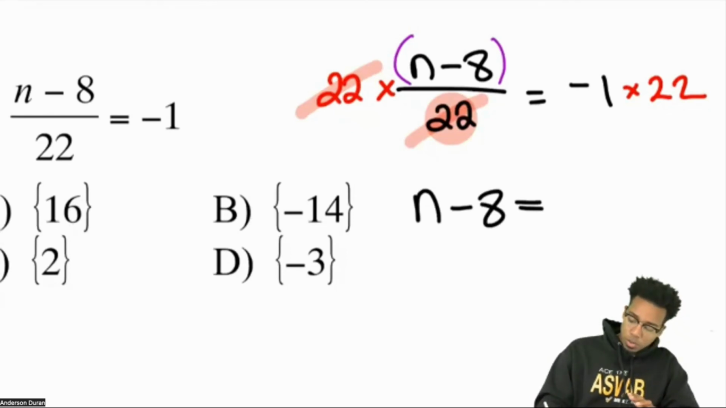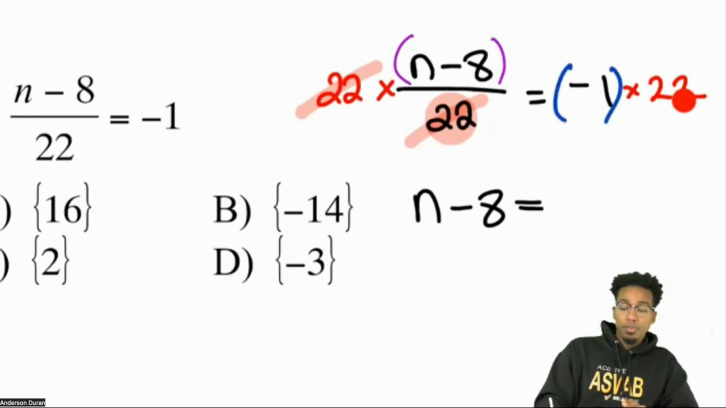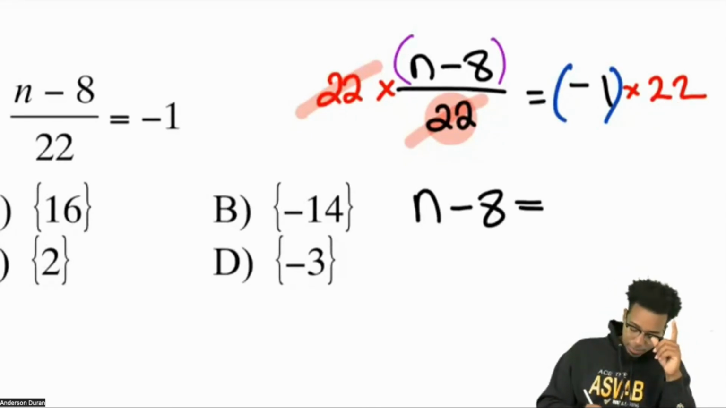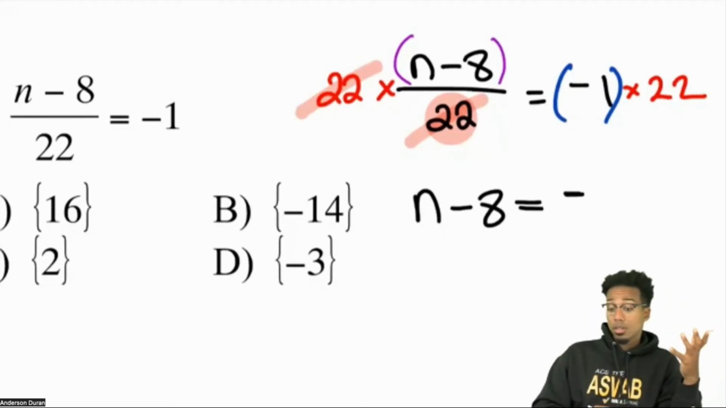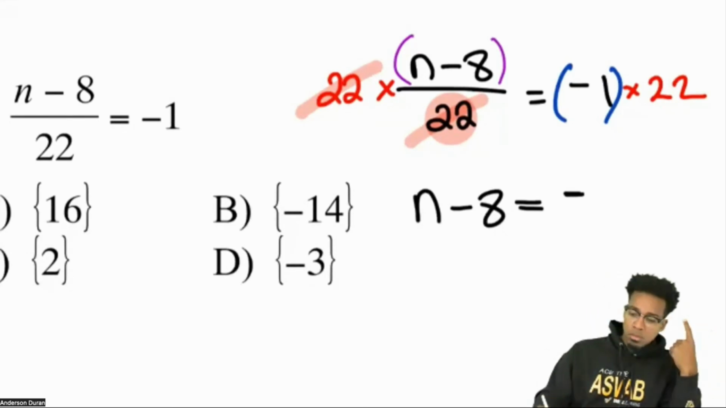So notice over here, we got -1. Let me make sure I highlight that. -1 times 22. Everybody, a negative times a positive is what? Negative. Yep, exactly. A negative times a positive is a negative. And then 1 times 22 is 22.